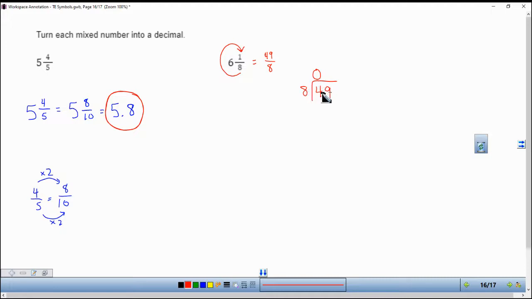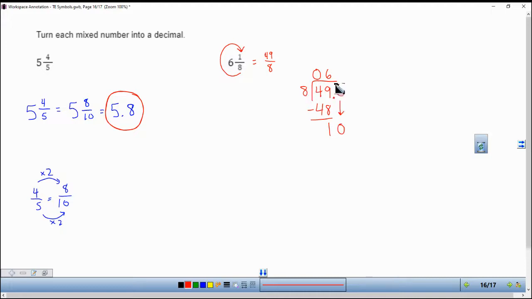8 goes into 49 6 times. 6 times 8 is 48. 49 minus 48 is 1. Got to keep dividing, so I'm going to put a decimal point. Annex a 0. Bring it down.